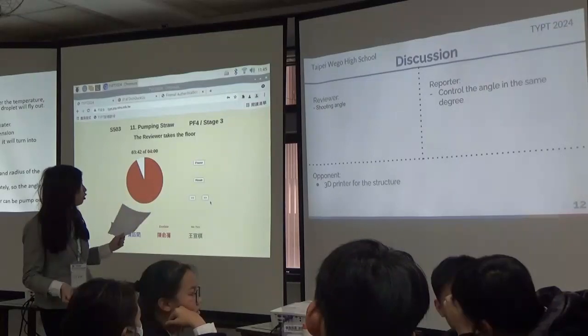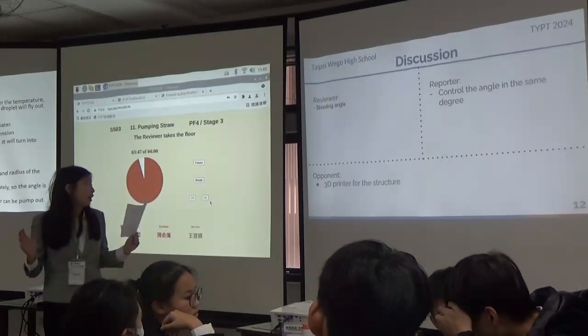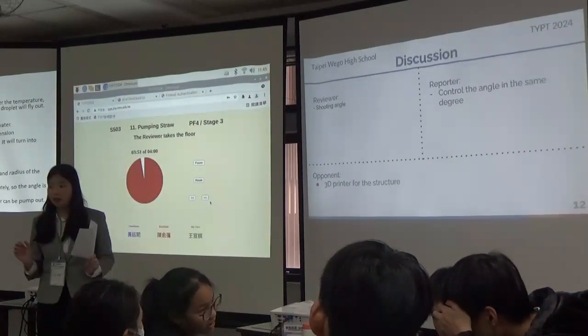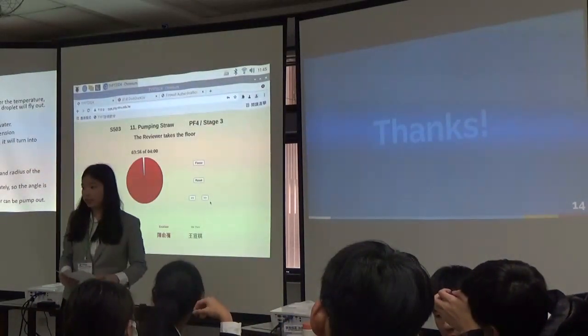And then we asked about the shooting angle, and the reporter said that they control the angle to the same degree, and then the opponent said that they can use a 3D printer for the structure. And I think that is a great way. And this is our presentation. Thank you.